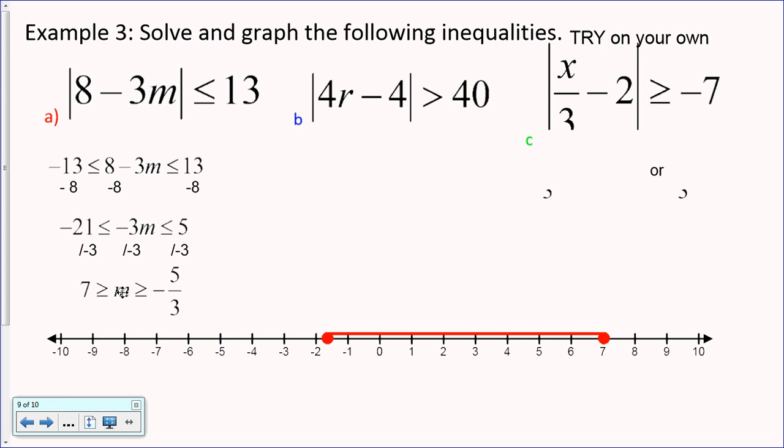Because it's saying that m is smaller than the 7, okay? So, this one you might want to flip around so you have the smaller number in front, but you don't have to.